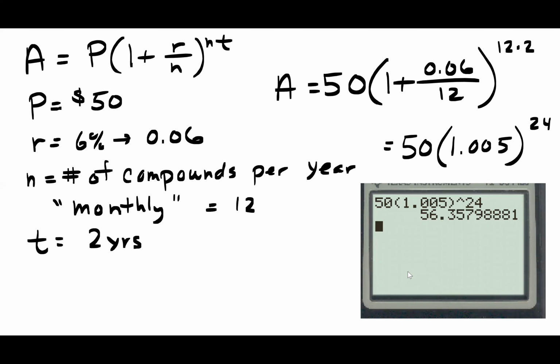So 50 times 1.005 to the power of 24 gets me $36.36, looks like. I'm sorry, $56.36. That's not bad. In 2 years' time, we earned $6.36, and we didn't do anything, just kind of kept it in the account, which is kind of fun.